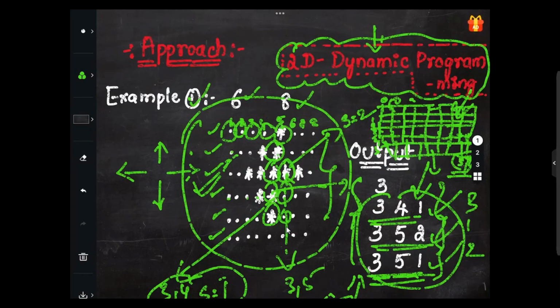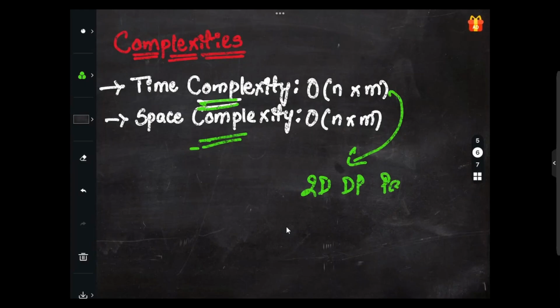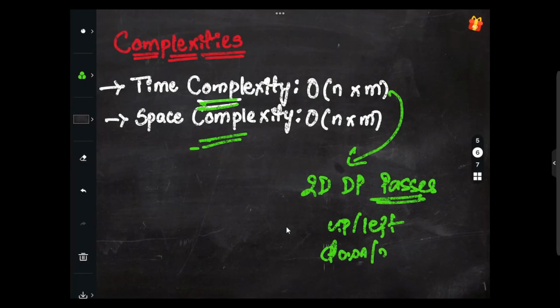And one more thing, before writing the code, let's quickly discuss the complexities as well. So what will be the time complexity here? The time complexity would be O(n × m), and the space complexity would be O(n × m) as well. Why is the time complexity O(n × m)? Because we will be going with 2D DP passes here. When I say 2D DP passes, one is up and left, and another is down and right.